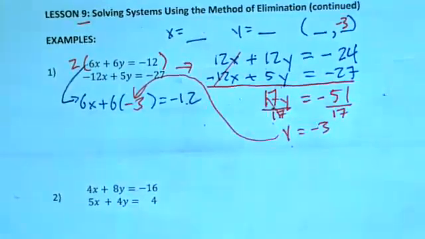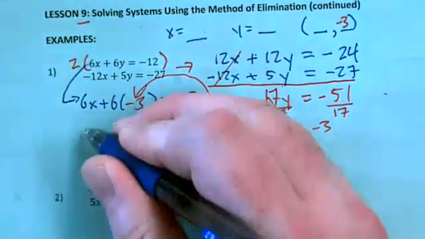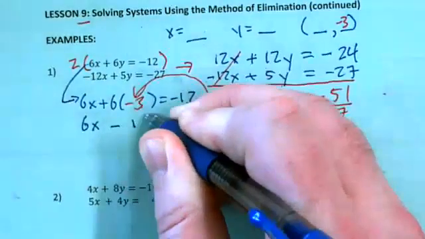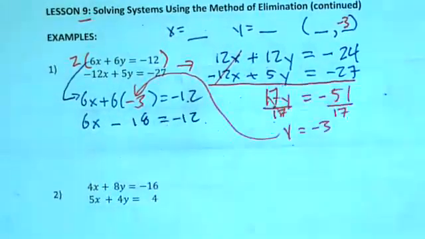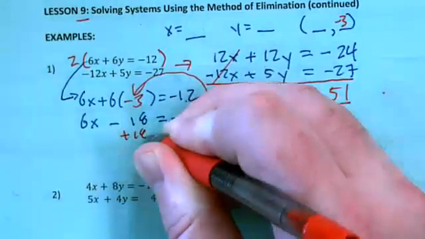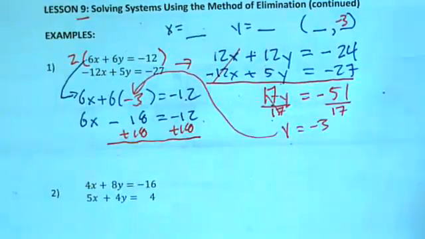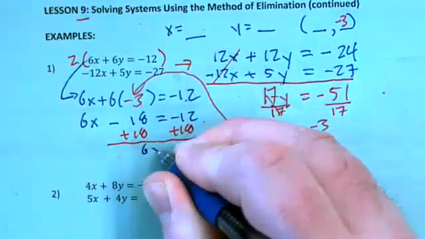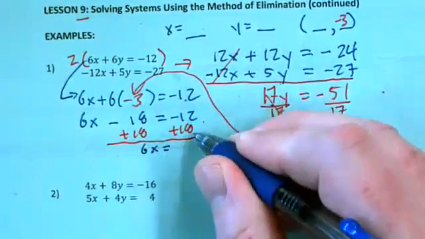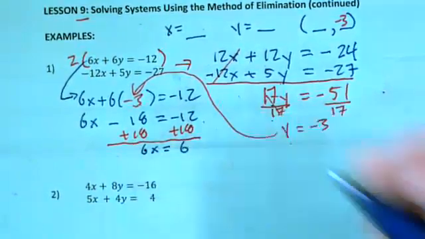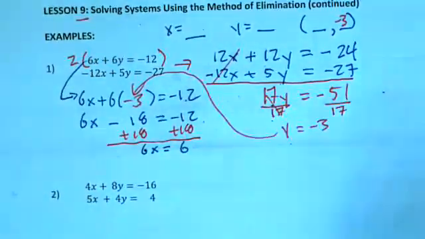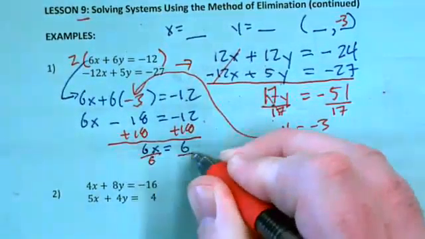So go ahead and do those last couple steps of algebra there. Negative 12 plus 18 is 6. Oh, I'm running out of space.